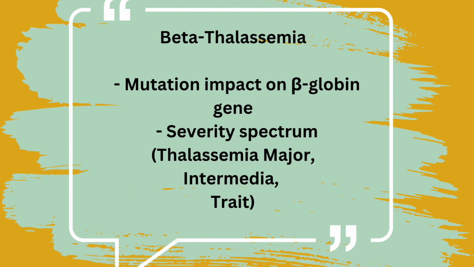Thalassemia major: this severe form manifests early in life when the normal switch from gamma to beta chains should occur. Symptoms include severe anemia, growth delays, and organ complications due to iron overload from frequent blood transfusions. Thalassemia intermedia: this less severe form might not require regular transfusions and presents later in life. Beta thalassemia trait: this mild form involves slight anemia with normal iron levels.